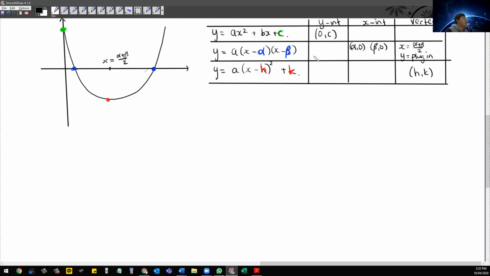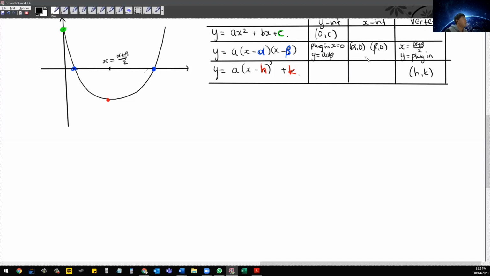And what about the y-intercept? Just plug in x equals 0. Maybe the writing is a bit too small, but I think you can see this, right? Then you get y equals a alpha beta, because it'll be 0 there. So it'll be a times alpha times beta. The negatives cancel out.